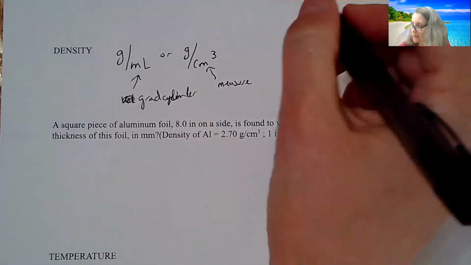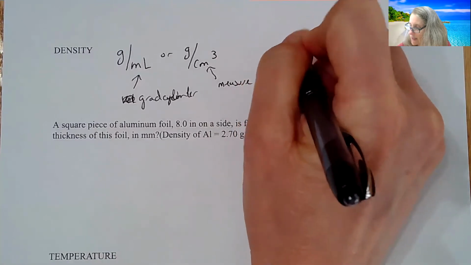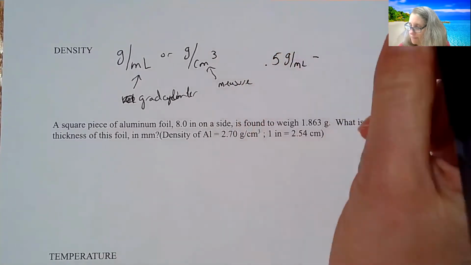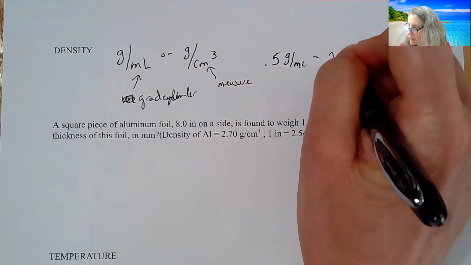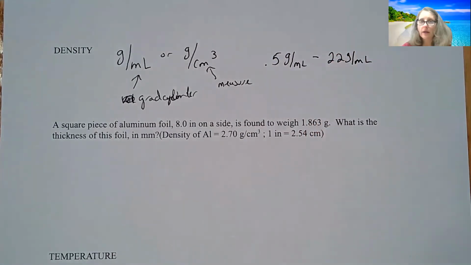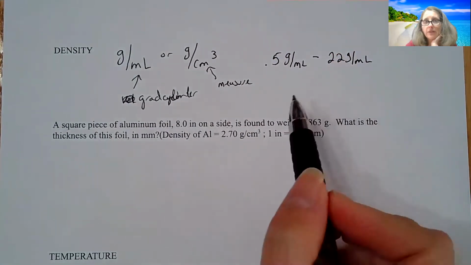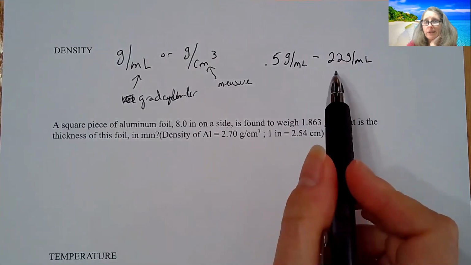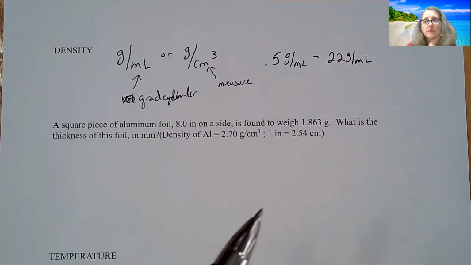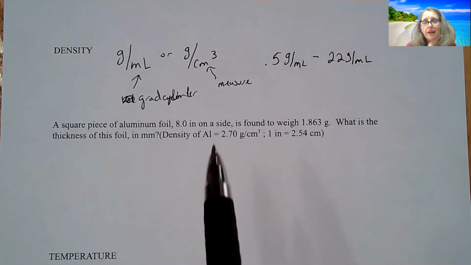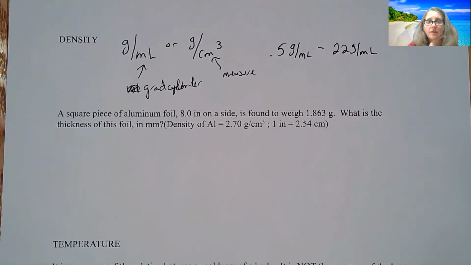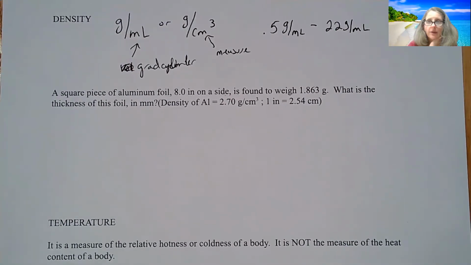But it really doesn't matter. Please keep in mind that most substances in the solid form, or in the liquid form that we are dealing with, are between 0.5 and 22 grams per milliliter in density. So if you do any calculations and you're not in that range, there is something wrong with your calculation.